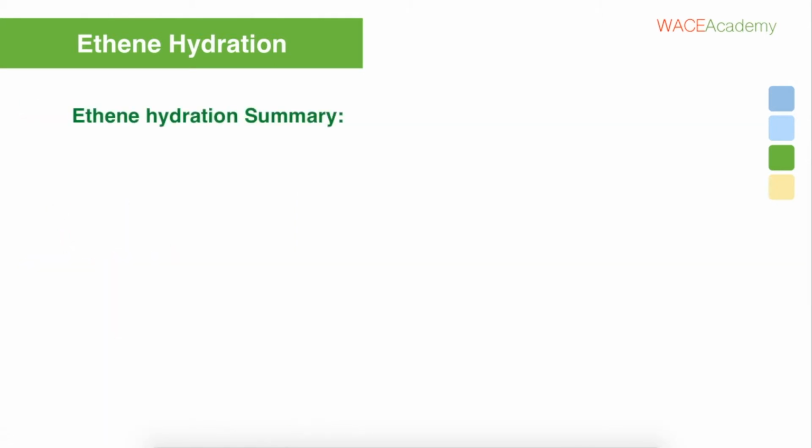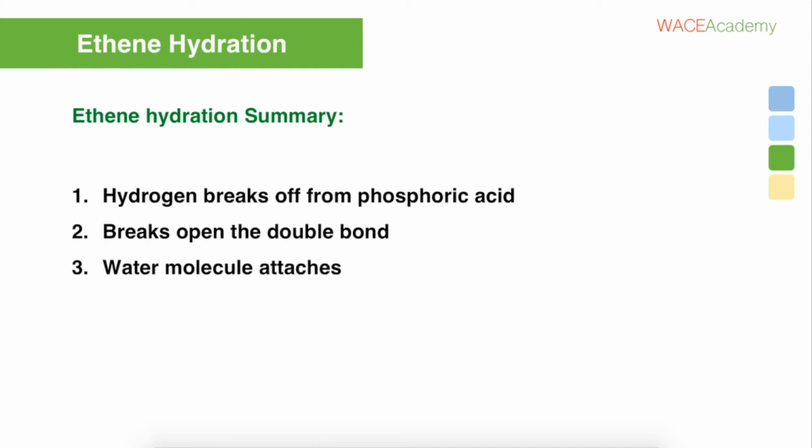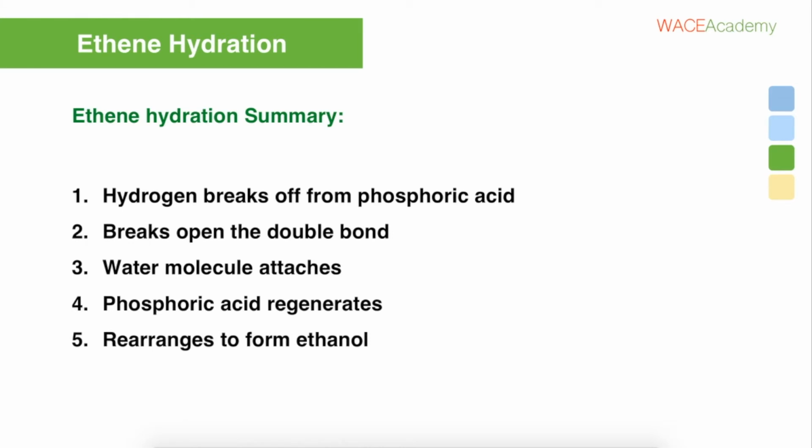The summary of these steps are: 1. A hydrogen ion breaks off from the phosphoric acid molecule. 2. This joins and then breaks open the double bond on ethene. 3. The water molecule attaches to the remaining carbon on ethene. 4. The original hydrogen from the phosphoric acid breaks off and rejoins the phosphoric acid, and thus regenerates the catalyst. 5. The hydrogen ions rearrange to form a complete ethanol molecule.